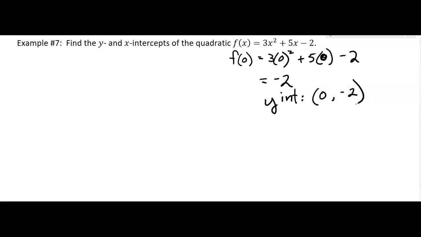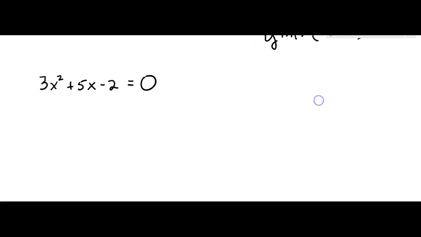Okay. So now we're going to find the x-intercepts. To do that, we take the 3x squared plus 5x minus 2 and set it equal to 0. Now this is a quadratic equation that we want to solve. So if it factors, I would just factor it. And I believe this one's going to factor. So 3x, pull out all my factoring skills.